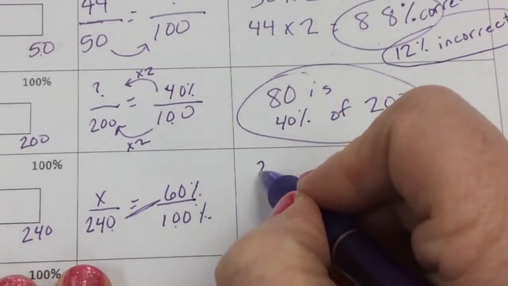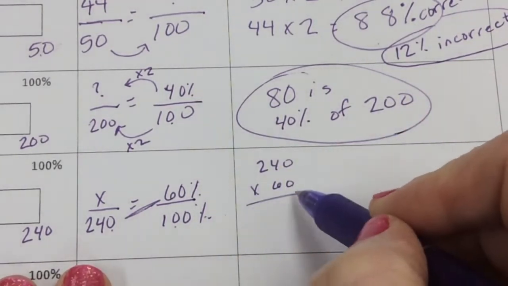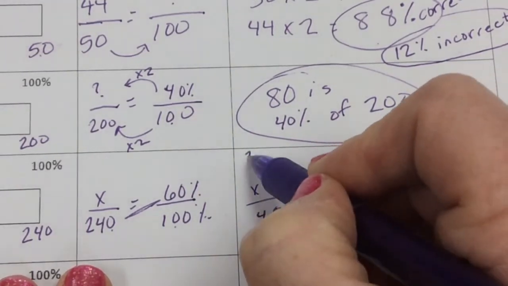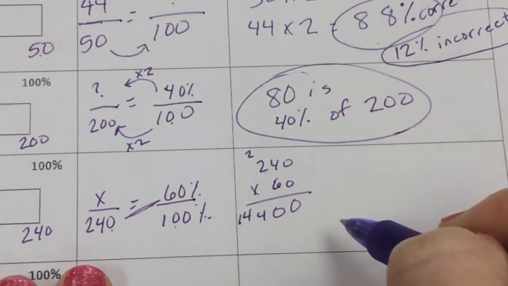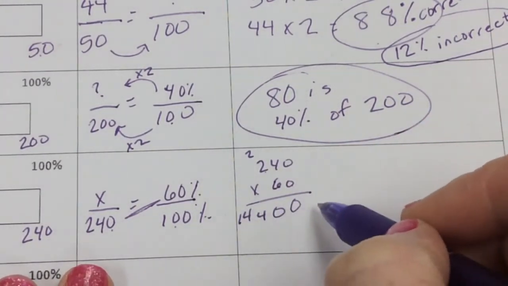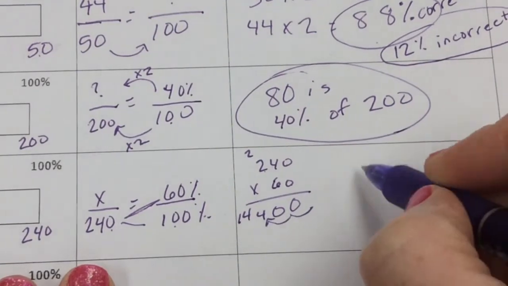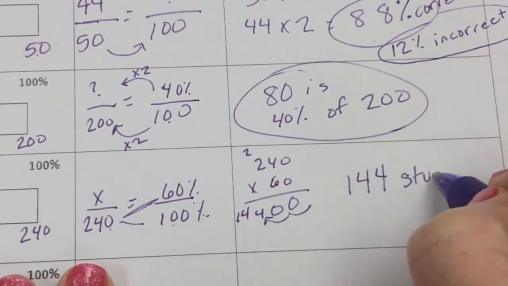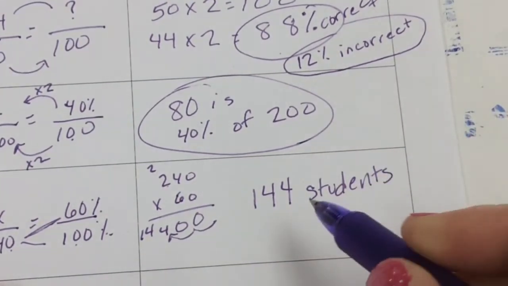So 240 times 60. Okay, I have my 0. And then 6 times 0, 6 times 4 is 24. 6 times 2 is 12, plus 2 is 14. Okay, so 14,400. But we divide by 100. So remember that rule from class today? Take the decimal, go 1, 2 places. So it is 144 students. Okay, make sure you give me the words. Tell me what that 144 represents, okay?